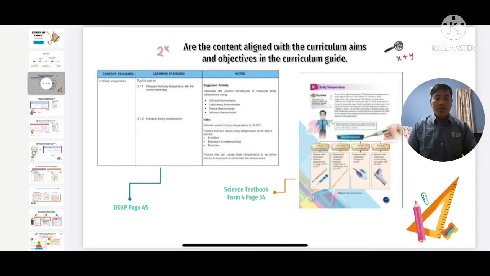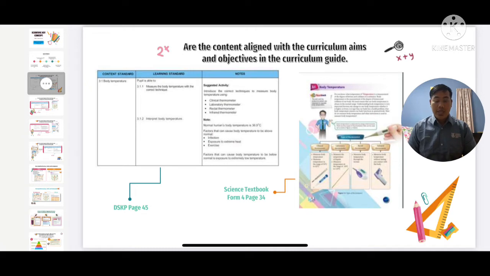Okay, now we go through with the first question, which is, is the content aligned with the curriculum aims and objective in the curriculum guide? As all of you can see on the left side, I have attached information from the DSKP, which is Curriculum Standard Document and Assessment, and on the right side, I have attached a page from textbook Science Form 4.